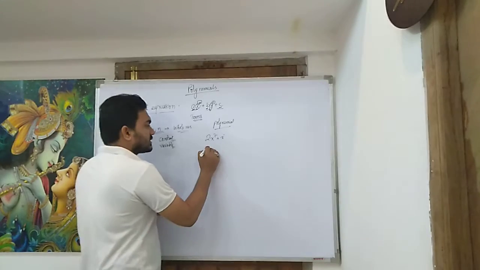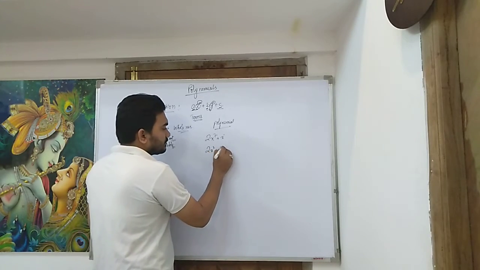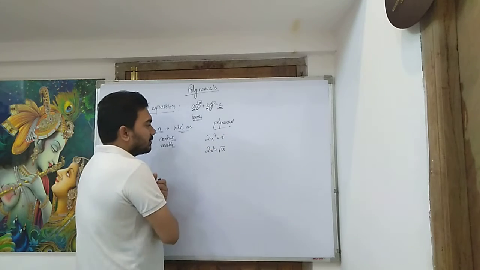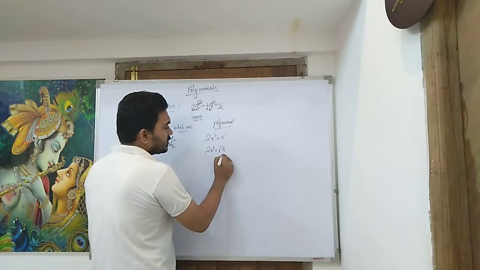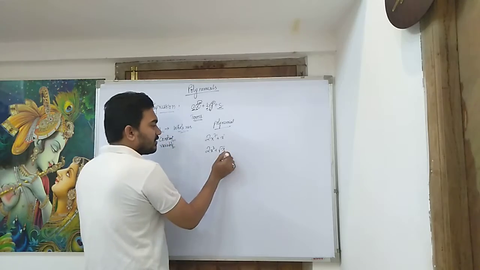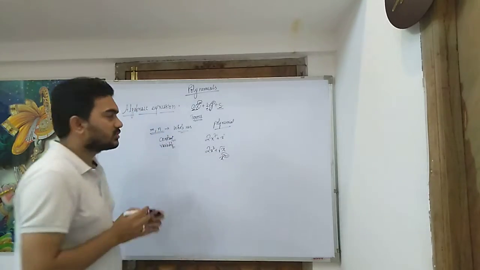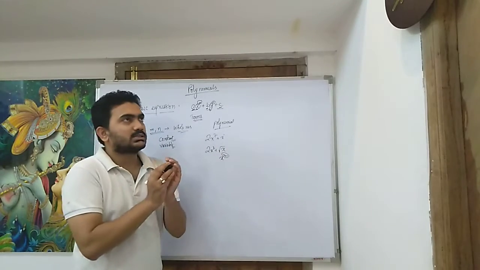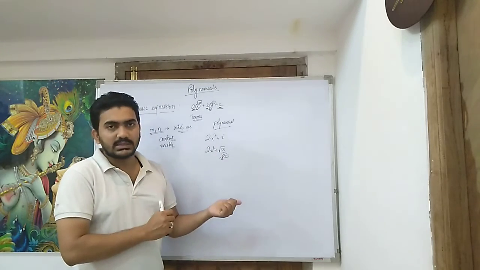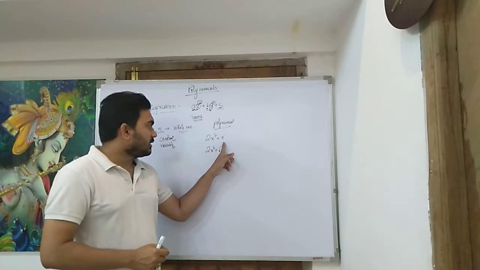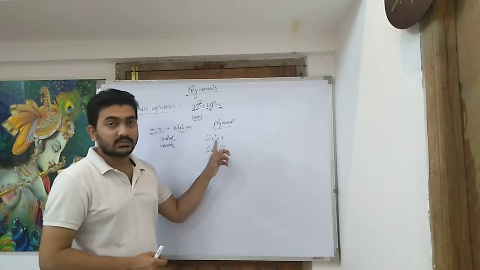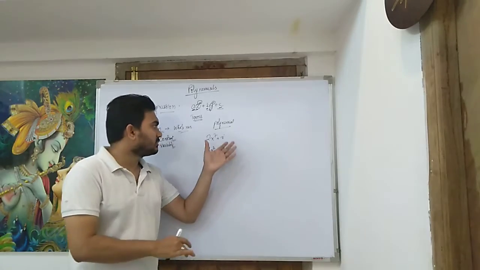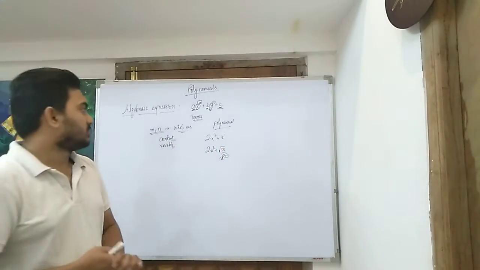But if it was 2x square plus root x, in this case the exponent is 2, but root x actually means x to the power half. Half is not a whole number, so we cannot term it a polynomial. So the simplest way of identifying a polynomial is to find the variable and check whether the exponents of the variables are whole numbers or not. If they are whole numbers, they are polynomials. If not, then they are not polynomials.